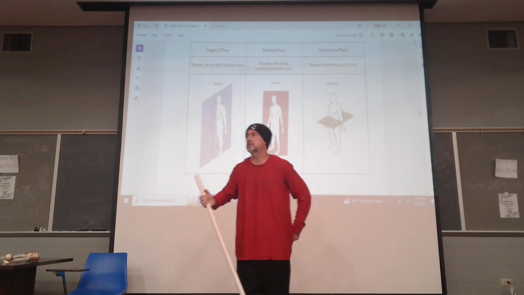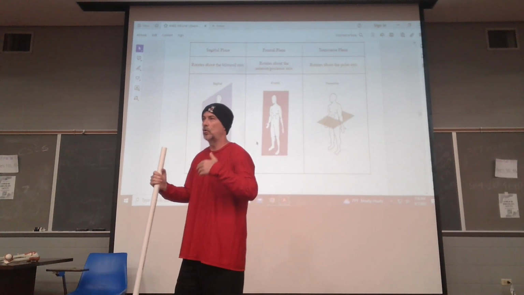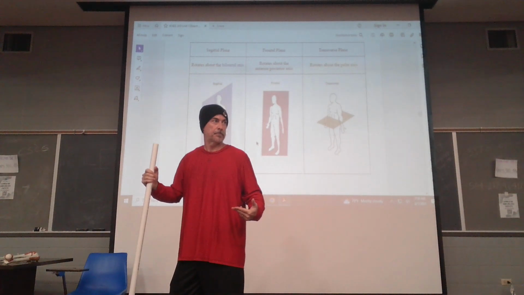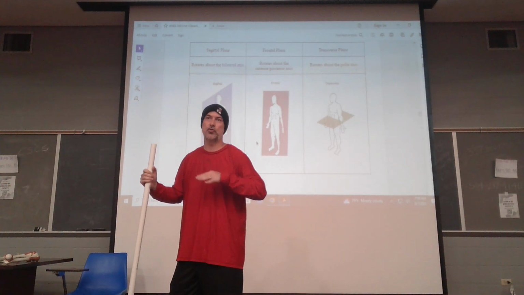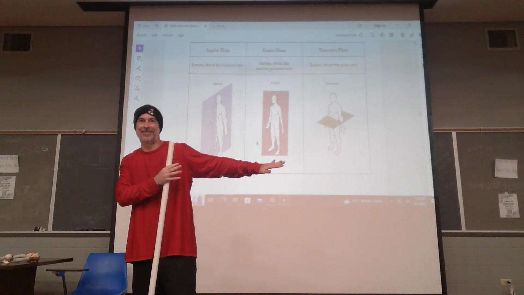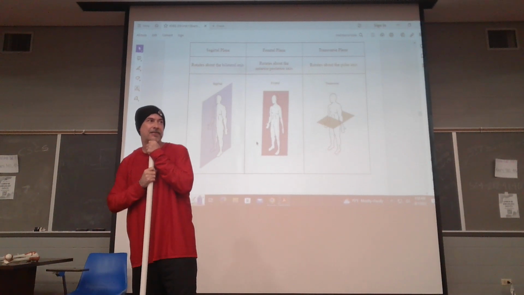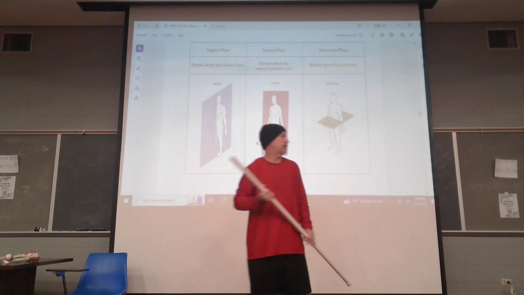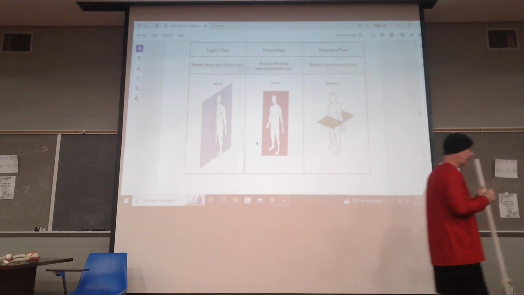Our joints and all objects have to rotate in a plane. Objects do not translate in planes. They have their own verbiage for how they translate. So think of it like this. Let's try to apply it, because this class today is all about application.